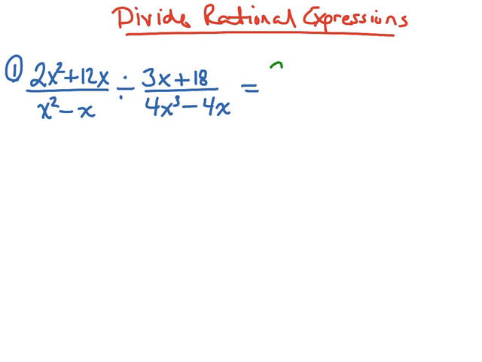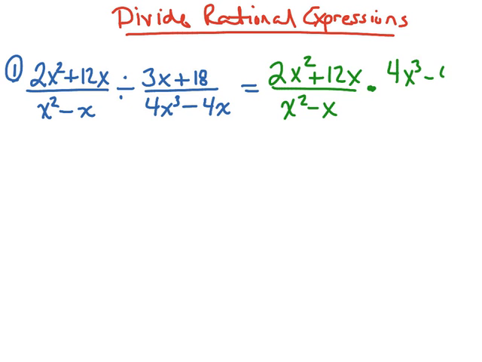Alright, so let's go ahead and do that. We'll leave this first rational expression just like it is, 2x squared plus 12x over x squared minus x. We're going to change that division to multiplication, and now we're going to take that second rational expression and flip it. We use the reciprocal. So now it becomes 4x to the third minus 4x all over 3x plus 18.